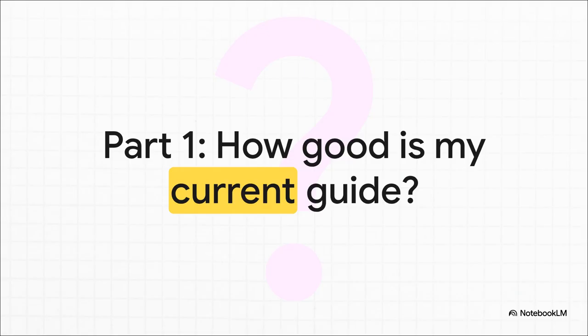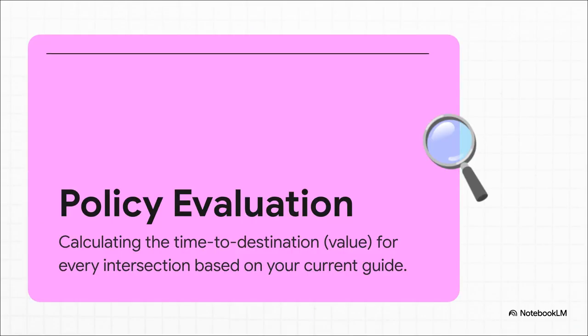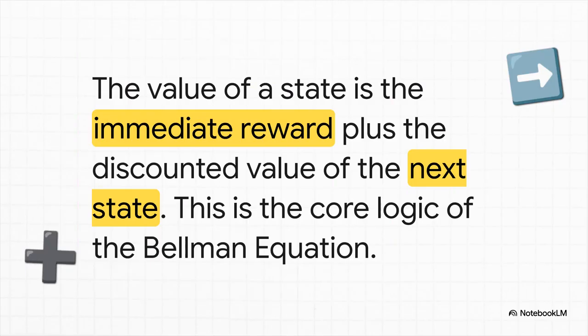So let's look at the first part of that dance. You have a driving guide. Maybe it's a random one you just made up. The very first thing we have to do is figure out, for real, how long does it actually take to get home from every single spot if we follow these instructions? This process has a name, policy evaluation. We take our time to destination map and we make sure our time estimates are totally accurate for the guide we're using right now. We keep tweaking and updating the times for every intersection until they all make sense together and are perfectly correct.